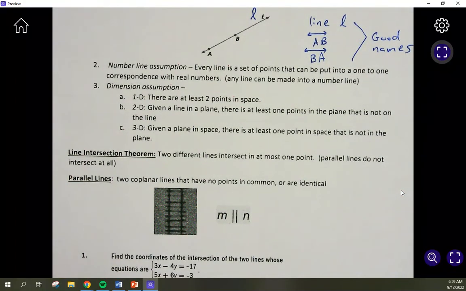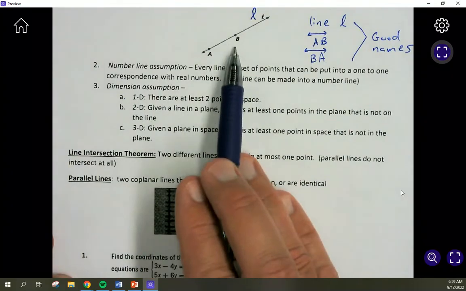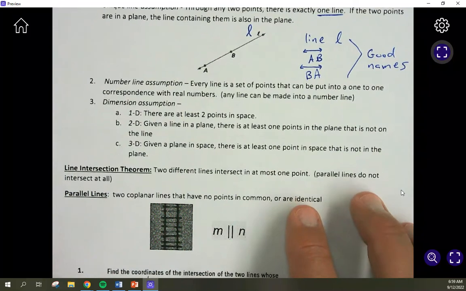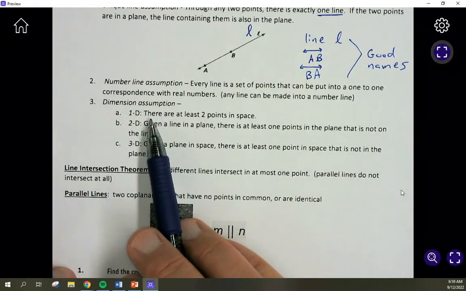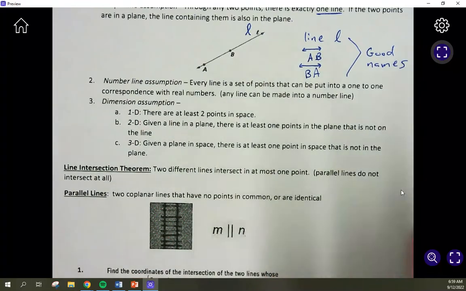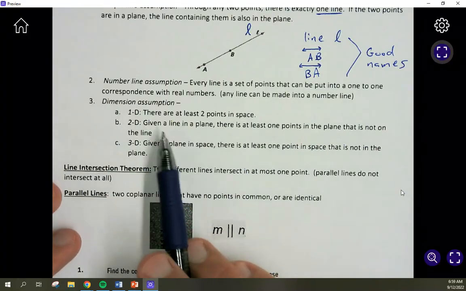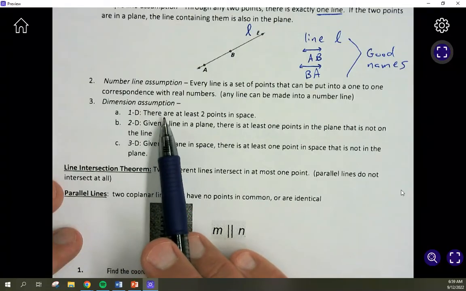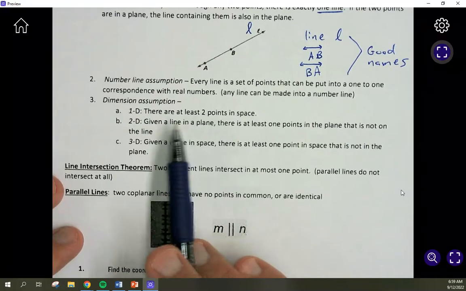If we're talking about things that are 1D or 2D or 3D, there's things that we can assume. So if something is one-dimensional, like a line, it has a length, but it doesn't have a width. We know if it's one-dimensional, there's at least 2 points that exist in space. If it's 1 point, just a point, it doesn't have any dimensions. But if we have at least 2 points, there's always a line that connects it, and that's one-dimensional. So we can assume if something is 1D, there are at least 2 points.